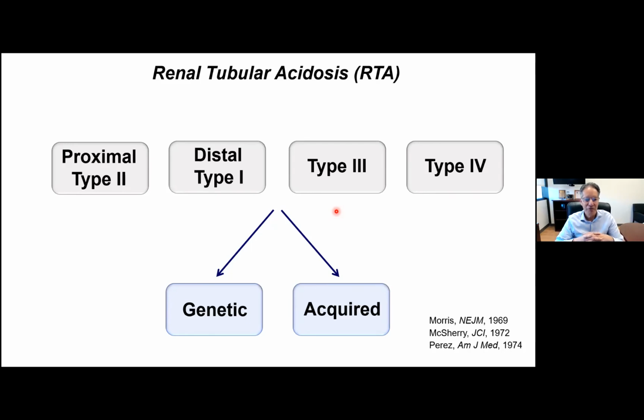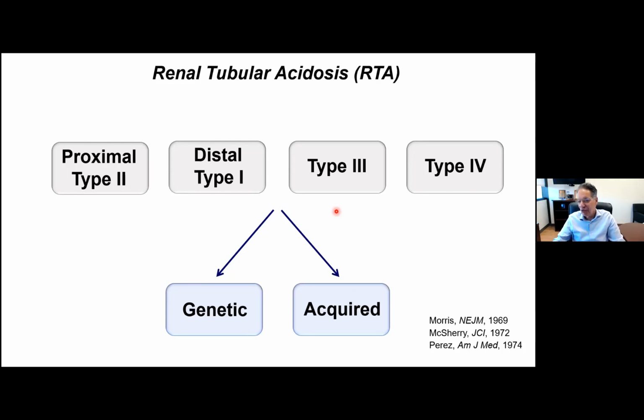So we have proximal, not called type 1, like you'd think it would be if you were just going in order down the nephron, but it's called type 2. And that's just something you have to memorize. Distal is type 1. That refers to the hypokalemic disorders where the more distal part of the nephron is affected.